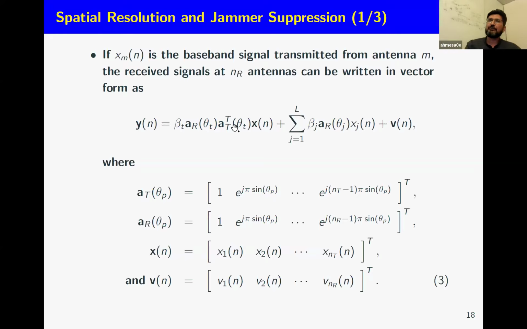The steering vector of the transmitter is represented by A_T(theta_t). Beta_t is the reflection coefficient of the target. We have multiple targets here, and we have some interferences as well. We have some jammers as well, right? All of these parameters are defined here as well.